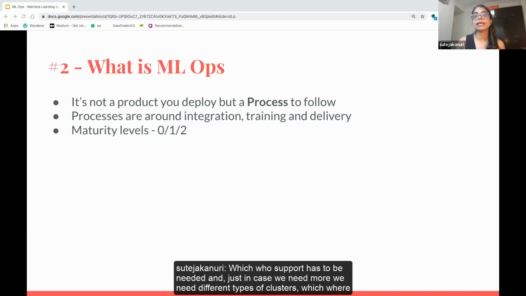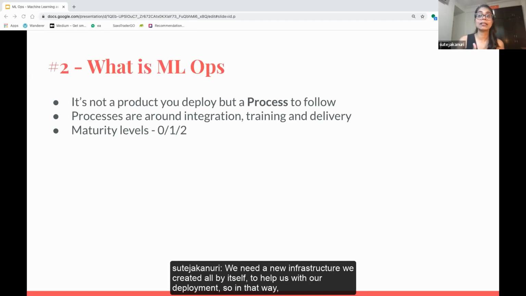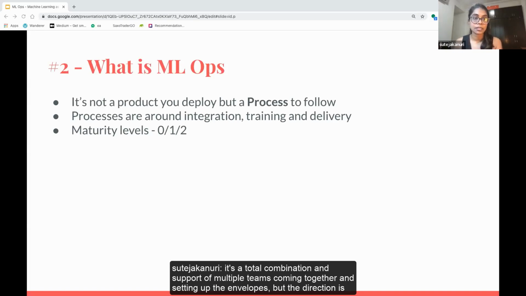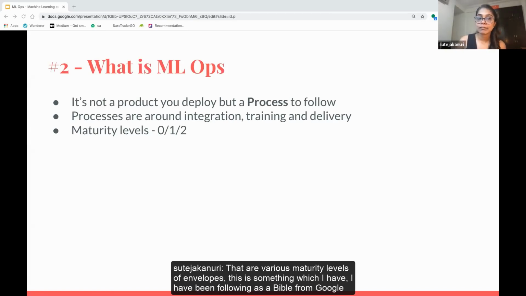There is also an entire IT infrastructure whose support is needed just in case we need more. We need different types of clusters where we can deploy our machine learning workloads. Probably there might be a case where we need a new infrastructure to be created all by itself to help us with our deployments. So it's a total combination and support of multiple teams coming together and setting up the MLOps. But the direction has to be given by the data teams, specifically the machine learning teams.